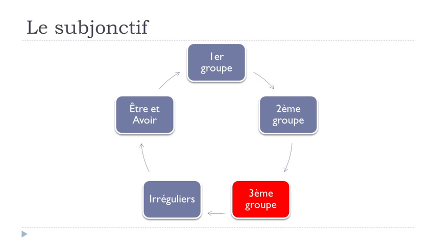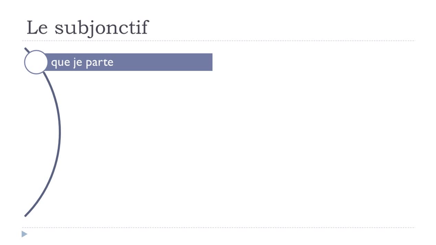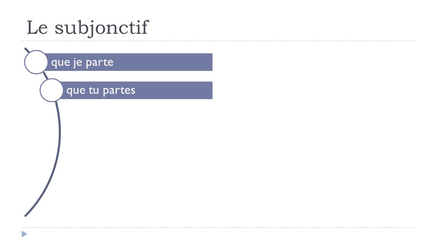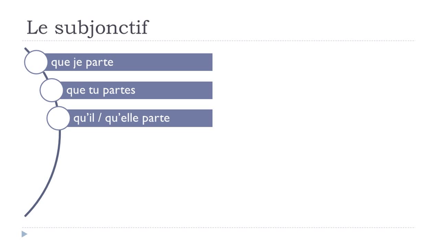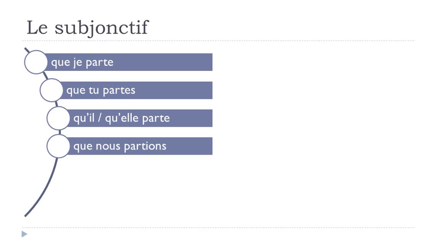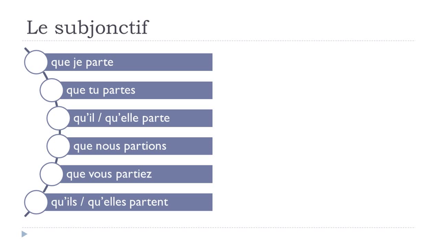So, third group now, and I took the verb partir: que je parte, que tu partes, qu'il parte, qu'elle parte, que nous partions, que vous partiez, qu'il parte, qu'elle parte. Same thing here, not really difficult because it is exactly the same form. You just need to add the endings at the end: parte, parte, parte, partions, partiez, parte.